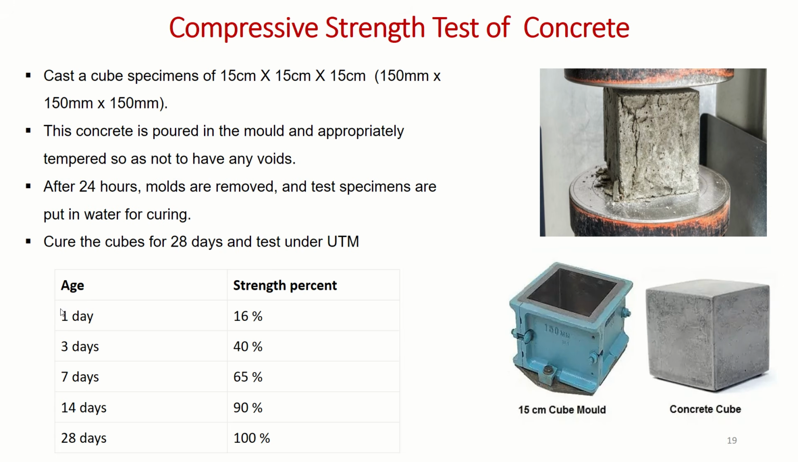This particular table at the bottom shows the strength gain over the days. If you are testing the cube after one day, it gets 16% strength. After 3 days we are getting 40% strength. After 7 days we are getting 65% of strength. After 14 days we are getting 90% strength, and after 28 days we are getting 100% strength. That's why this is called one of the accurate tests to know the grade of concrete.